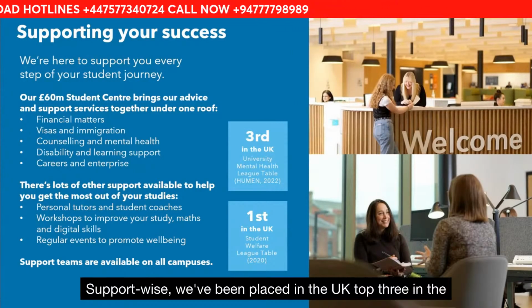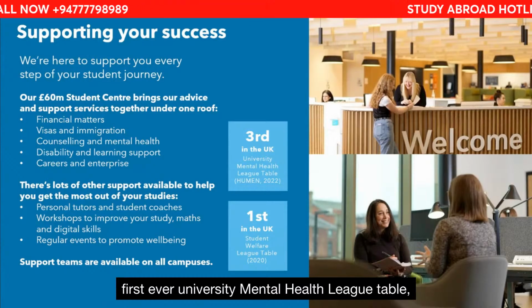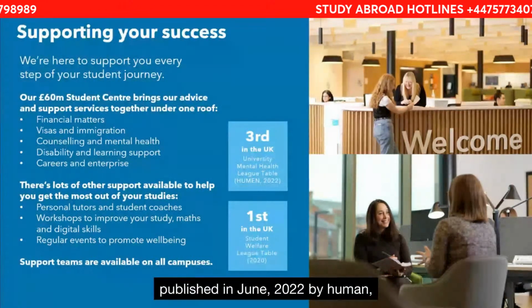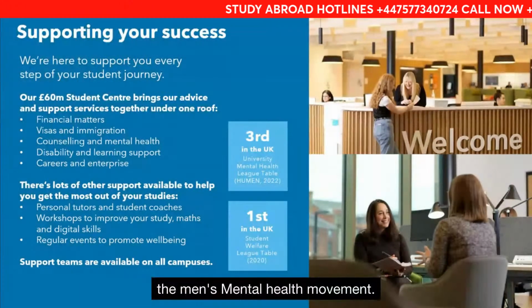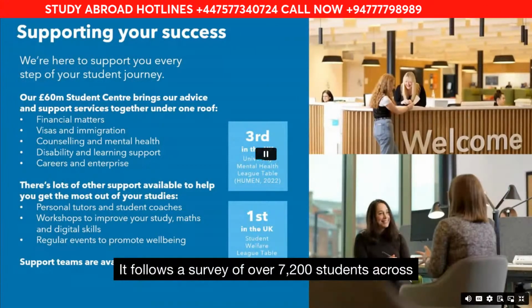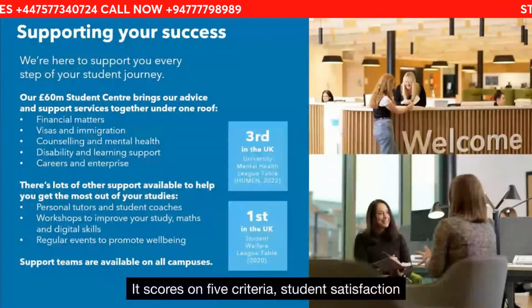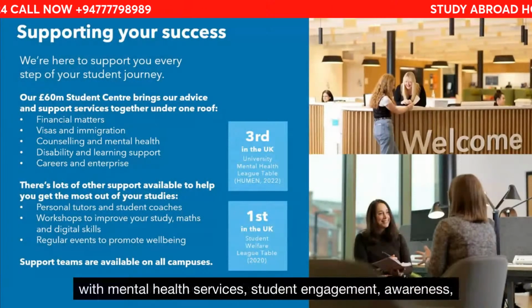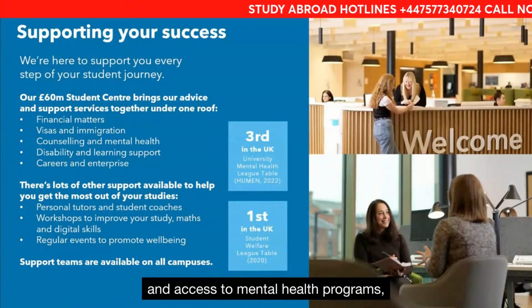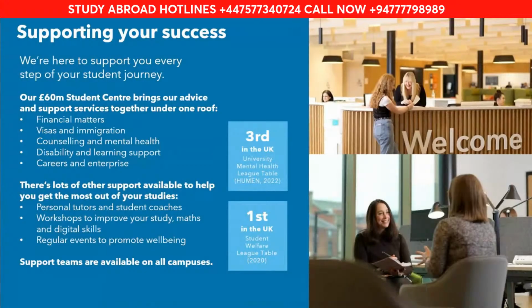Support-wise, we have been placed in the UK top 3 in the first ever University Mental Health League table, published in June 2022 by Human, the men's mental health movement. It follows a survey of over 7,200 students across 80 universities. It scores on 5 criteria: student satisfaction with mental health services, student engagement, awareness and access to mental health programs, university mental health budgets, and staff training.